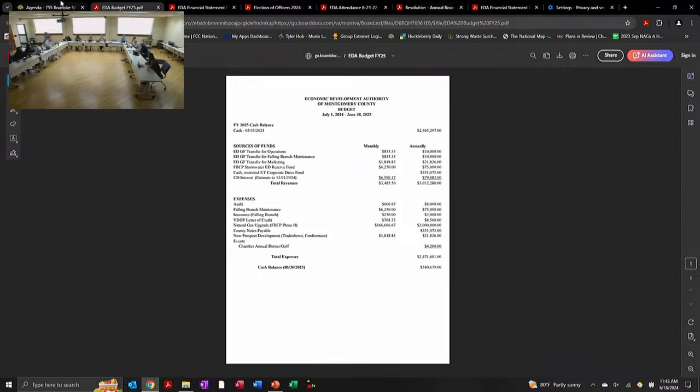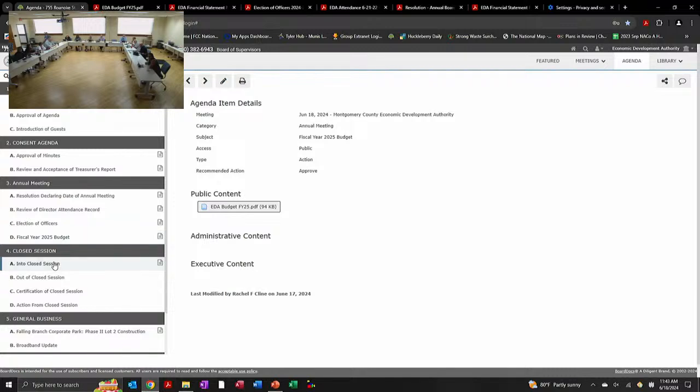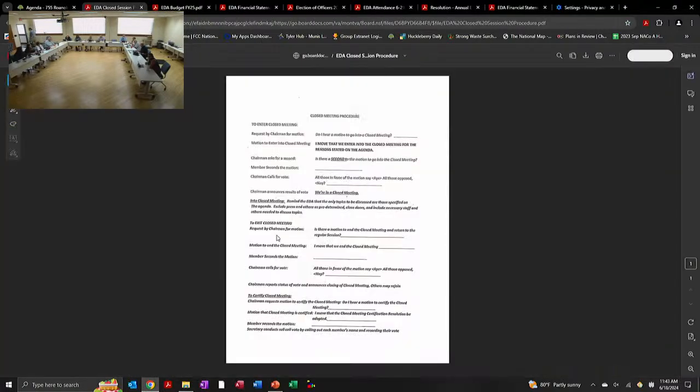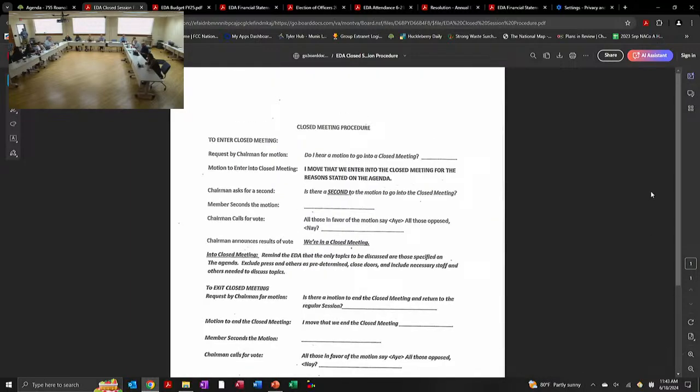All right, the next item is to go into closed session. All right, we will need a motion to go into closed session. Move we go into closed session for reasons stated in the agenda. We have a second. Second. So we have a motion and a second to go into closed session to discuss items on the agenda. All those in favor say aye. Aye. Any opposed? We'll go into closed session.